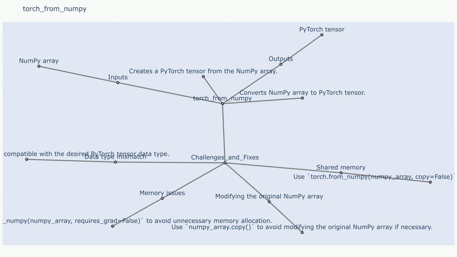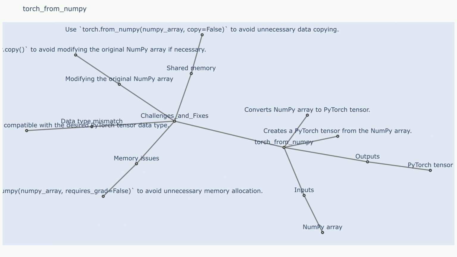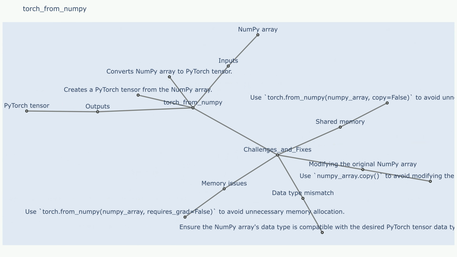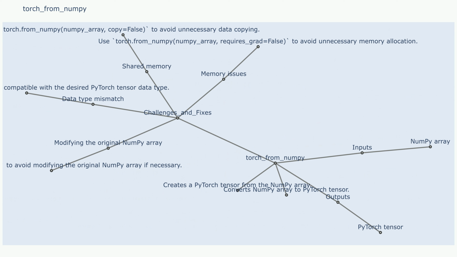Steps. Step 1, direct conversion. The torch from NumPy function takes the NumPy array as input and directly creates a PyTorch tensor that points to the same memory location. This ensures that changes made to the tensor are reflected in the original NumPy array and vice versa.